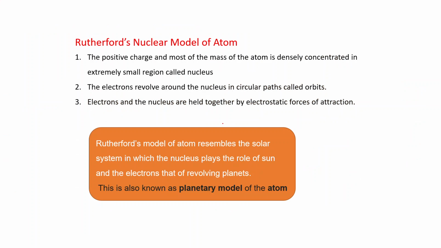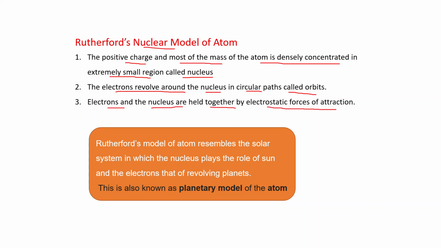Now, on the basis of these conclusions, Rutherford put some points. These were known as Rutherford's nuclear model of atom. The positive charge and most of the mass of the atom is densely concentrated in extremely small region called nucleus. Electrons revolve around the nucleus in circular paths called orbits. Electrons and the nucleus are held together by electrostatic force of attraction.